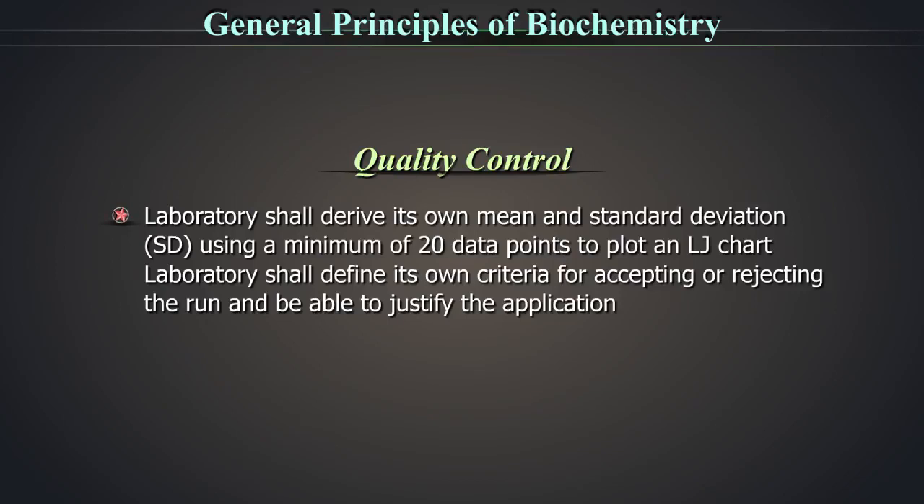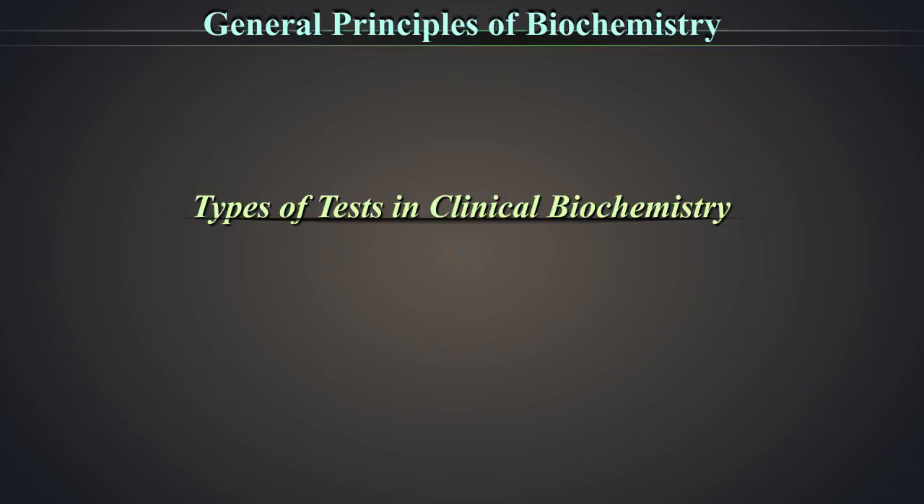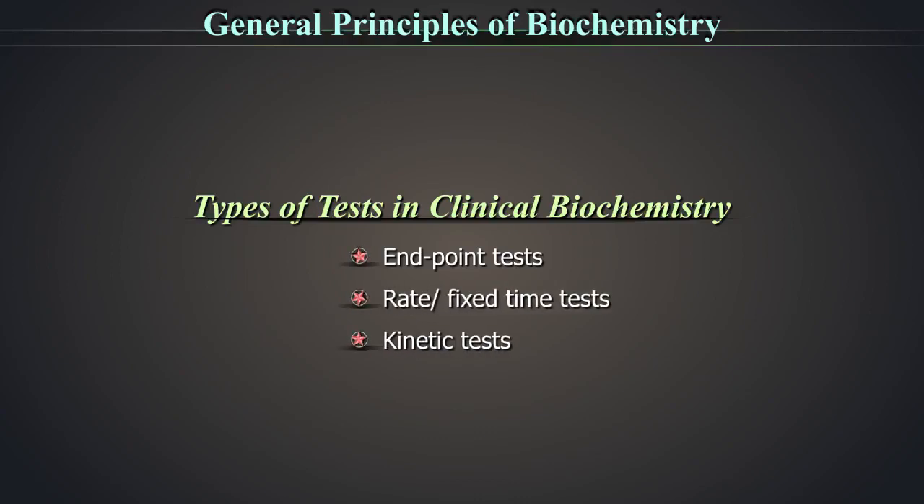After calibration has been performed and successfully verified using QCs, we move to the actual testing of unknown patient samples. There are 3 main kinds of tests we generally do on these analyzers: endpoint tests, rate or fixed time tests, and kinetic tests. We will discuss one test of each kind in this tutorial. We will take up the principle of each as we get there.